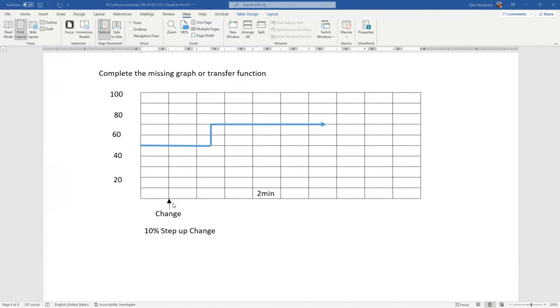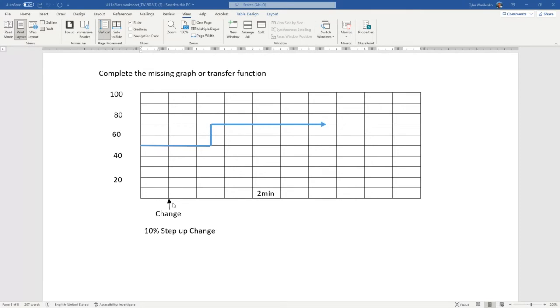What do we have going on? We have a 10% step change right here. We have a 20% change right here. So our gain is going to equal 20 over 10, which equals 2.